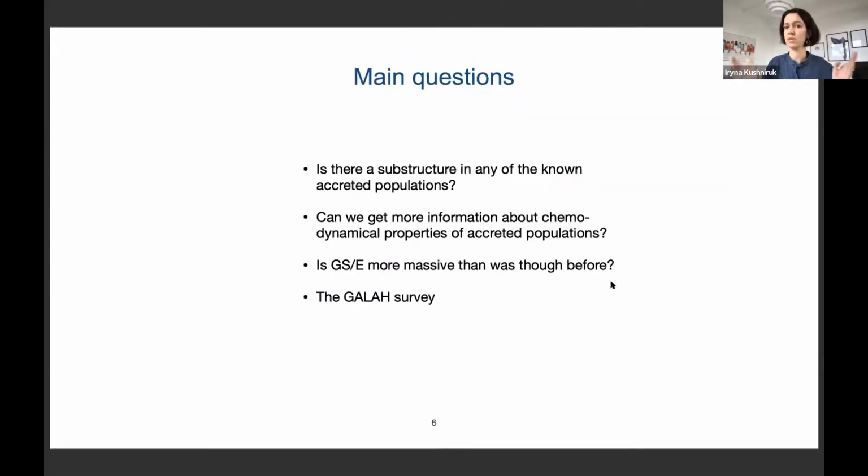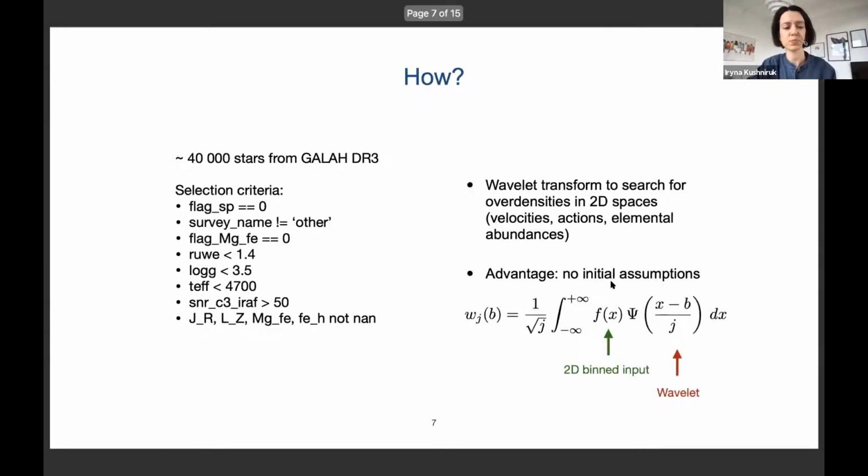Okay, so we have this number of accretion events, heated disk, etc. So we would like to learn more about it. We would like to learn more about the mass of the Gaia Enceladus sausage and the inner galaxy substructure, which is relatively new. And we have the GALAH survey that can help us to answer these questions. So we selected roughly 40,000 stars from the GALAH DR3 survey. Selection criteria is listed here, and these are mainly giant stars.